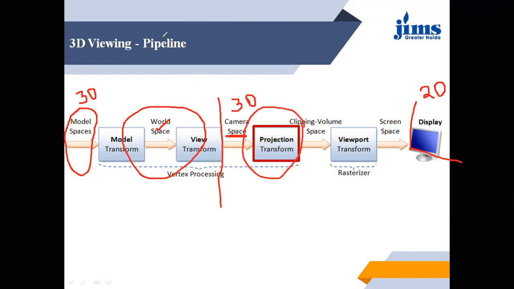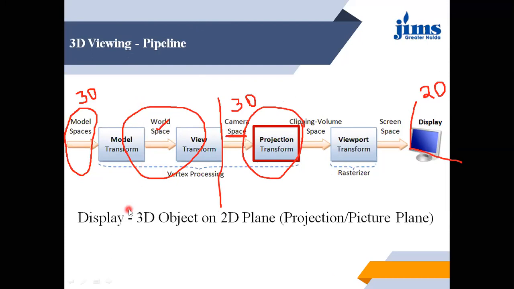So this was about the introduction, what we have to do, and what the purpose and process are, what the need for that is. Our purpose is to display a 3D object on a 2D surface, and this is called a picture plane. This display or plane where we display the image is called picture plane, image plane, or sometimes it is also called projection.